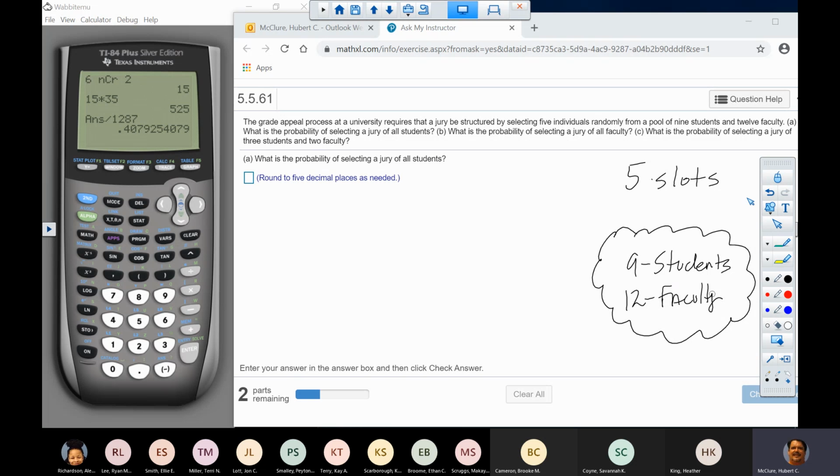So let's say you work at a college, or you go to a college, and you got 12 faculty members and 9 students. That's all that goes to that college. And you got to do a grade jury of 5 people, and you're picking from those people. So what would the denominator be? The denominator for all your denominators would be what?